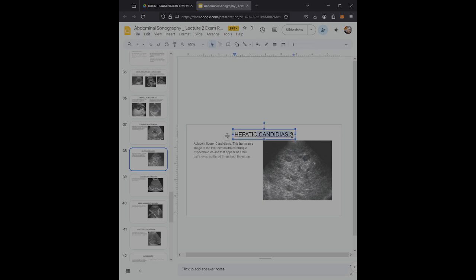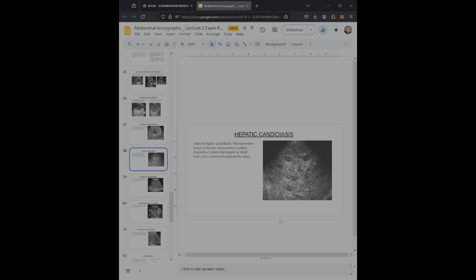Next, we have hepatic candidiasis, and this results from the spread of fungus. And the fungus we're looking at here is known as Candida albicans, and it exists in the blood of the liver, and those who are prone to develop hepatic candidiasis are typically immunocompromised.